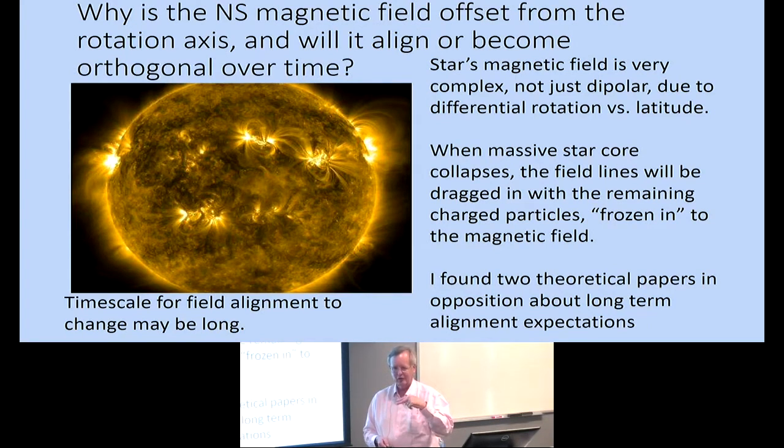And it's a hard question to answer. One thing that happens, this is a picture of the sun's magnetic field. We can't really see the magnetic field at the boundary where the iron core is when it starts to collapse.